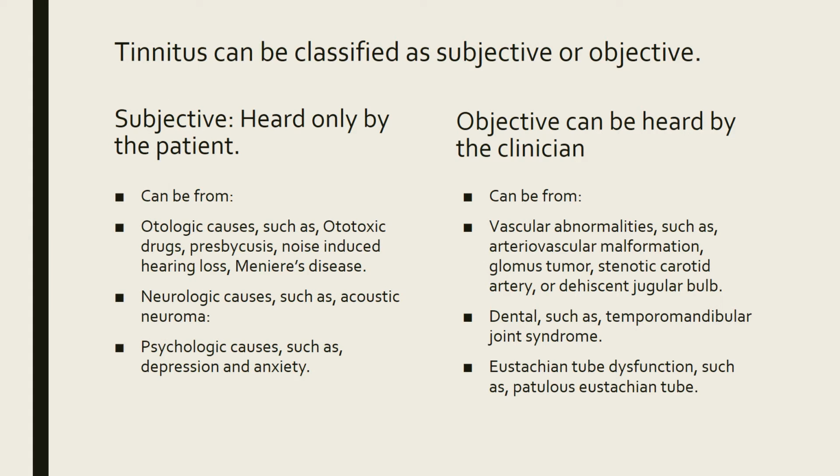Tinnitus is commonly associated with hearing loss and is a perception of sounds heard by the patient in the absence of an external source. Tinnitus can be classified as subjective or objective. Subjective tinnitus can be further divided into the following categories: otologic, neurologic, and psychologic. Objective tinnitus can be further divided into vascular abnormalities, dental defects, as well as eustachian tube dysfunction.